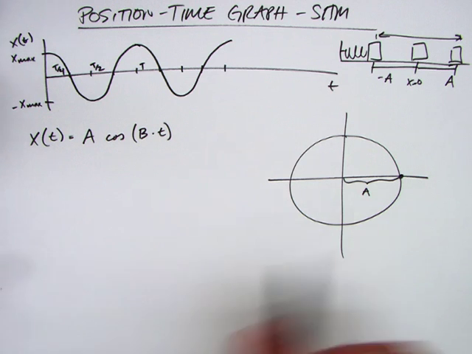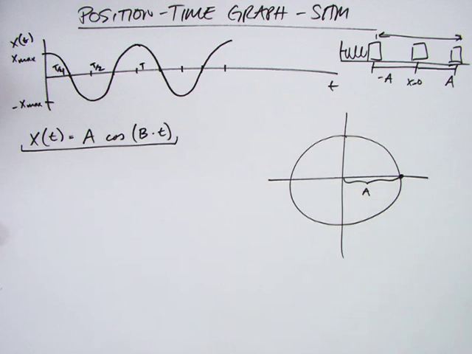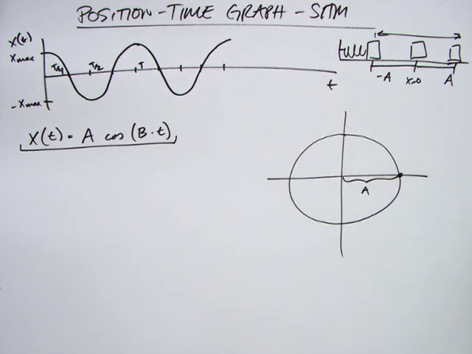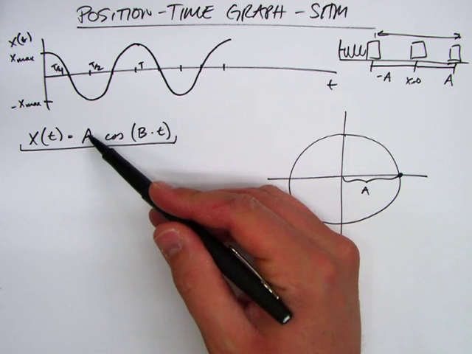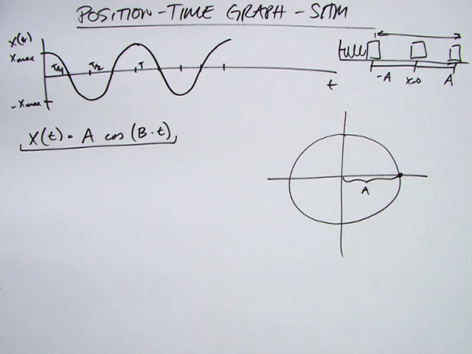So let's try to understand this expression and develop a general expression that'll work for all position functions of an oscillator. So this is my general format for a cosine graph. X of t equals A cosine of bt. Now this A is related to the amplitude, or the height of the cosine graph, while b is related to its period.